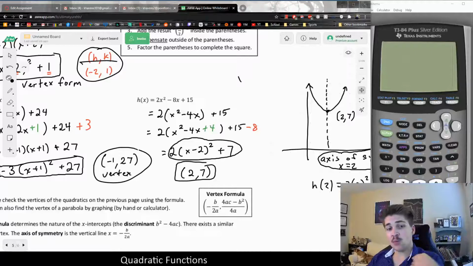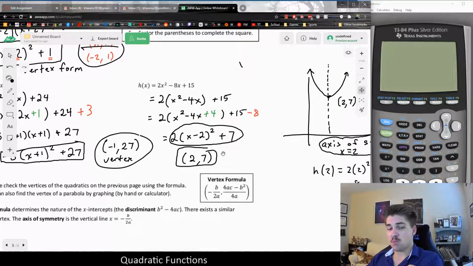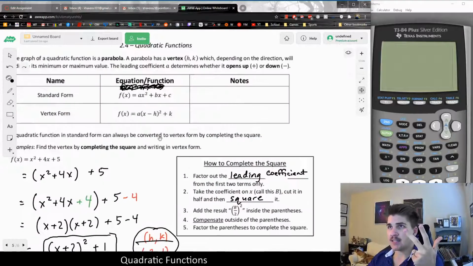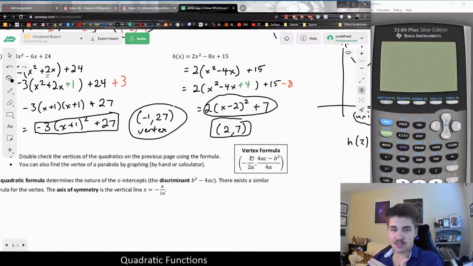I wanted to teach you another way to find the vertex, which is probably the easiest way of doing it, which is by using what we call the vertex formula. Basically, it's just a formula which has the location of the vertex solved based on A, B, C in standard form. So if you ever had a quadratic function in standard form, you could always find H, K and thus convert it to vertex form by simply using this formula.